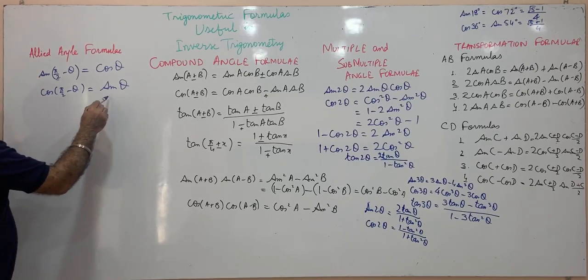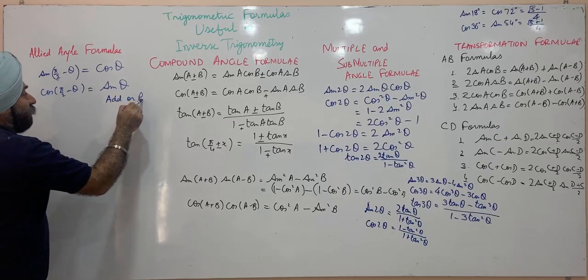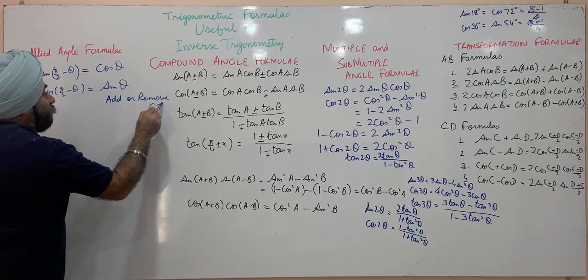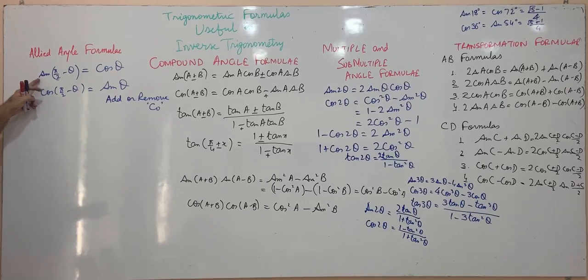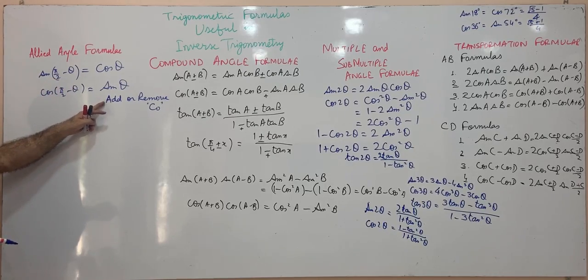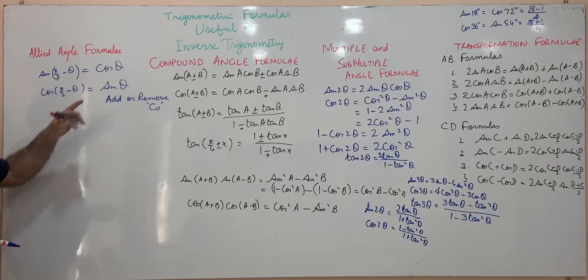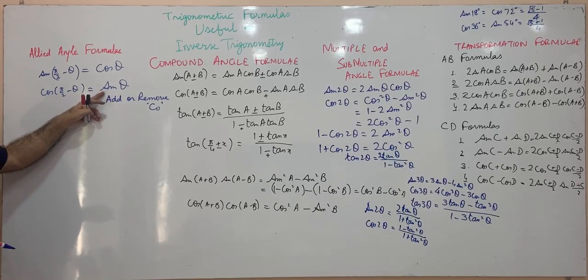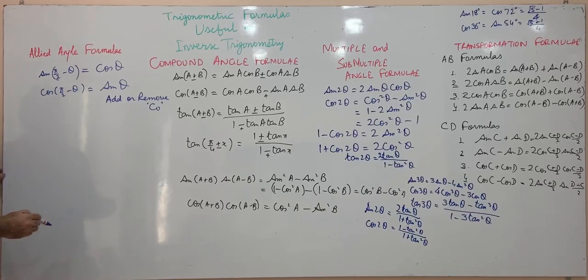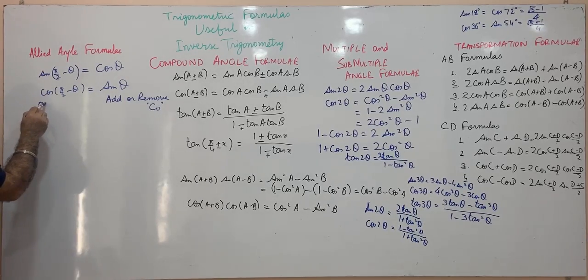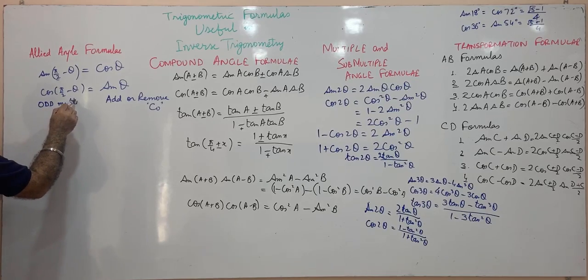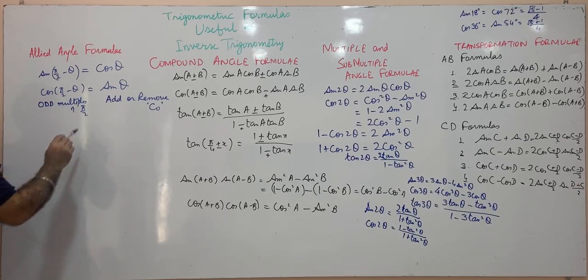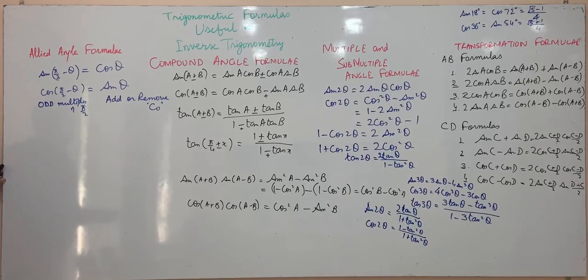And the rule of change is to add or remove co. That is, if the trigonometric ratio is without co, like sine, we add co and it becomes cosine of theta. And if we have a trigonometric ratio with co, like cosine, we remove co and are left with sine, so sine of theta. This is the rule. So we use this rule whenever we have odd multiples of pi by 2: pi by 2, 3 pi by 2, 5 pi by 2, and so on.